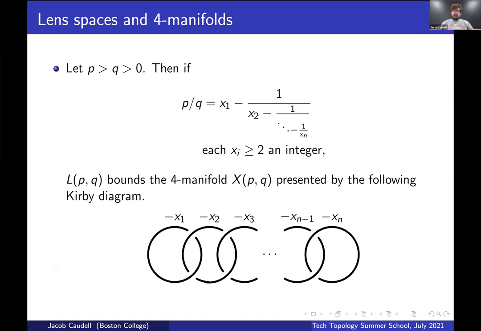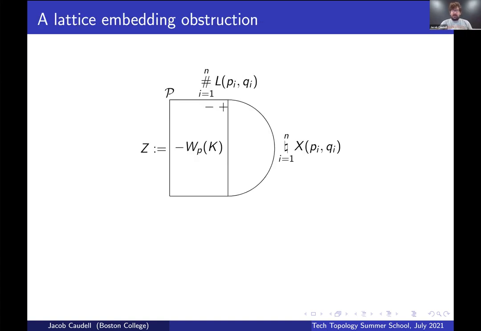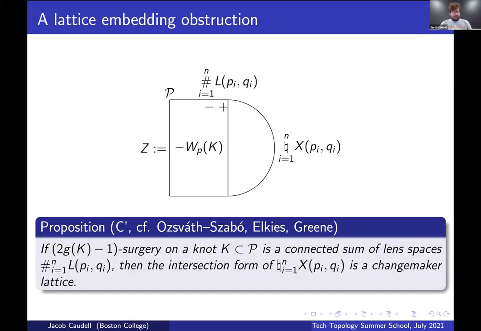And we'll be looking at change maker lattices specifically in the context of intersection forms of four manifolds bounded by lens spaces, these canonical four manifolds bounded by lens spaces. If I can write the fraction P over Q according to this continued fraction expansion, then L(P,Q) bounds the four manifold I'll call X(P,Q), presented by this Kirby diagram. And so I get a lattice embedding obstruction.